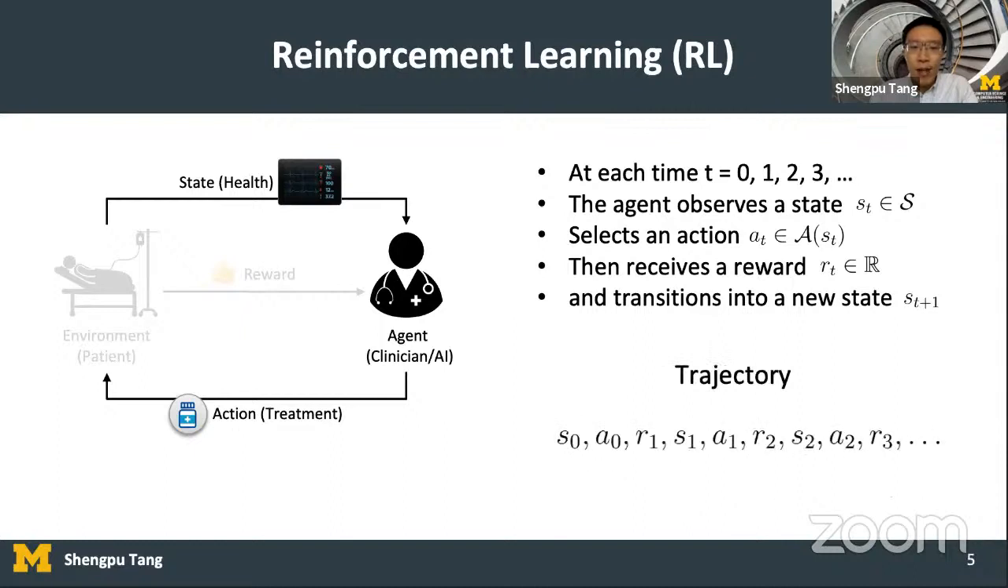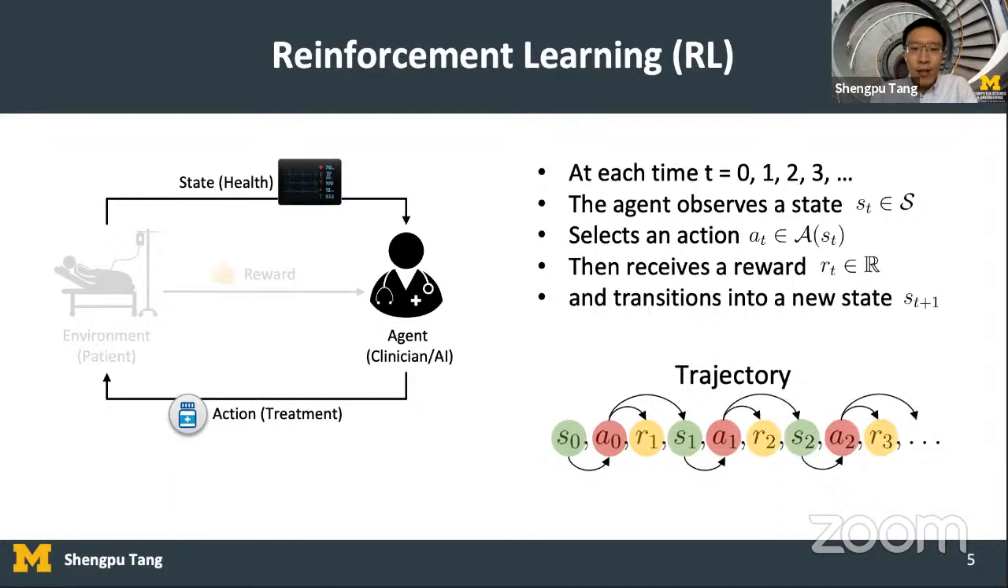Applying a policy to a patient corresponds to a trajectory that involves a sequence of treatments. Note that the action I take now impacts not only the immediate reward, but also the next state, and thus all future states and possible future rewards.